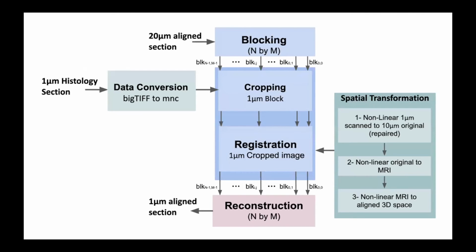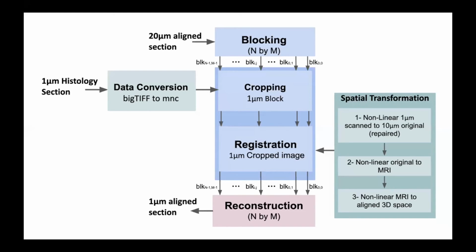The algorithm has 4 different parts. Data conversion: scan sections are first converted from big TIFF format to MINC. A spatial transformation, a global transformation, is calculated for each 1 micron section by concatenation of 3 individual transforms. The latter 2 transformations originate from the reconstruction of the 3D BigBrain 2015 release.